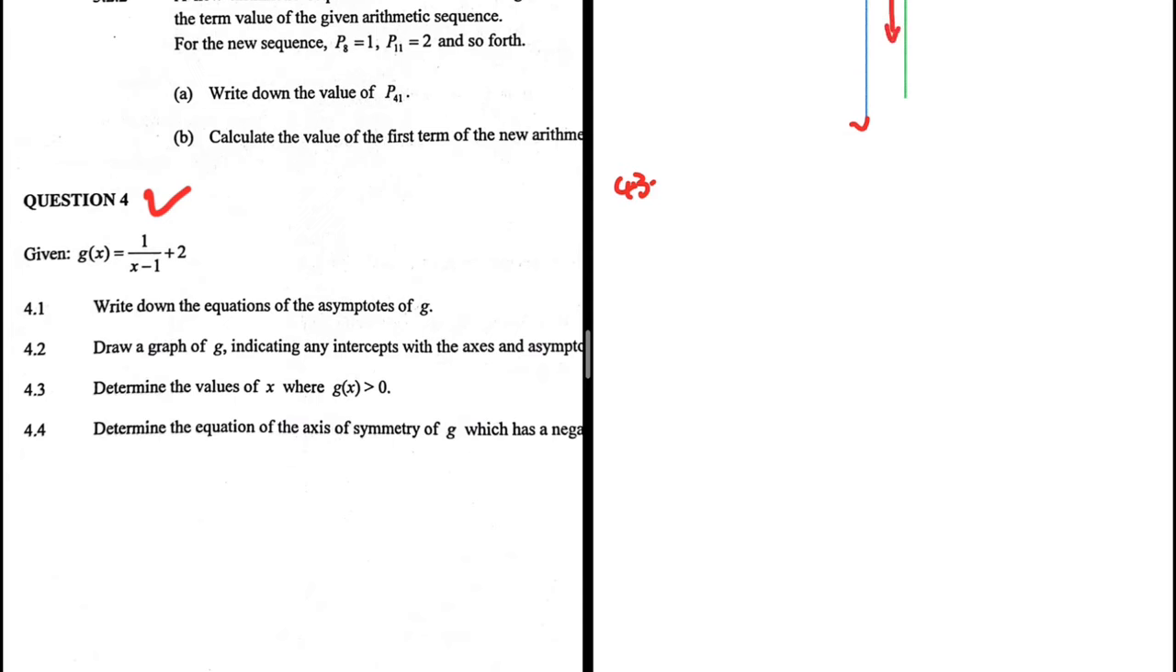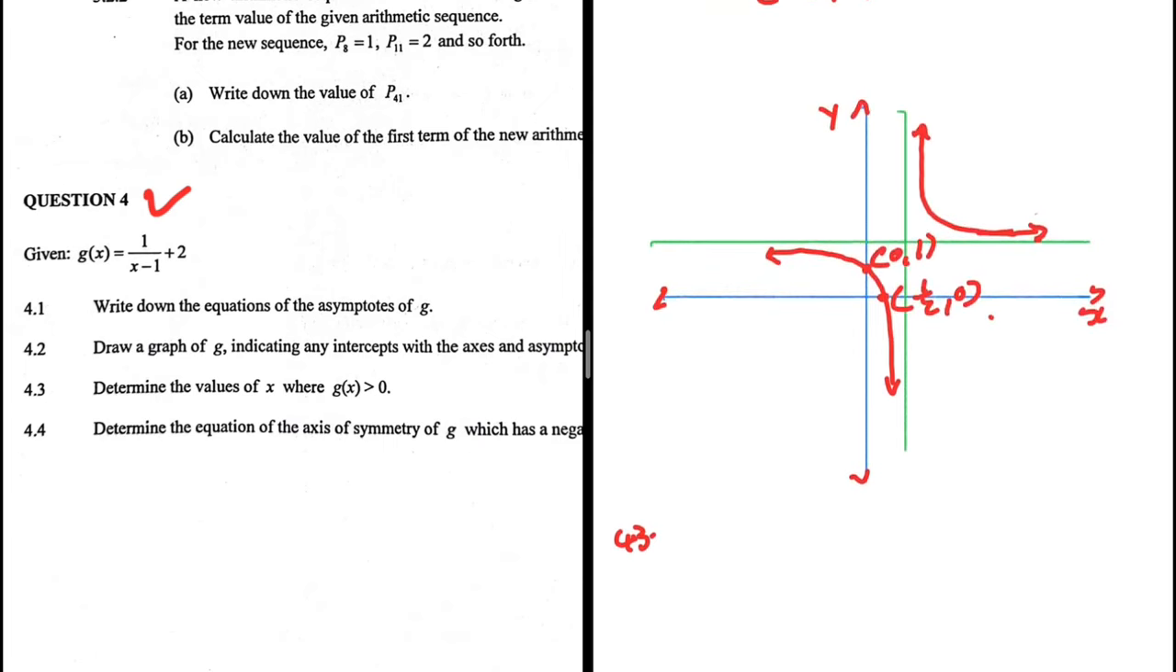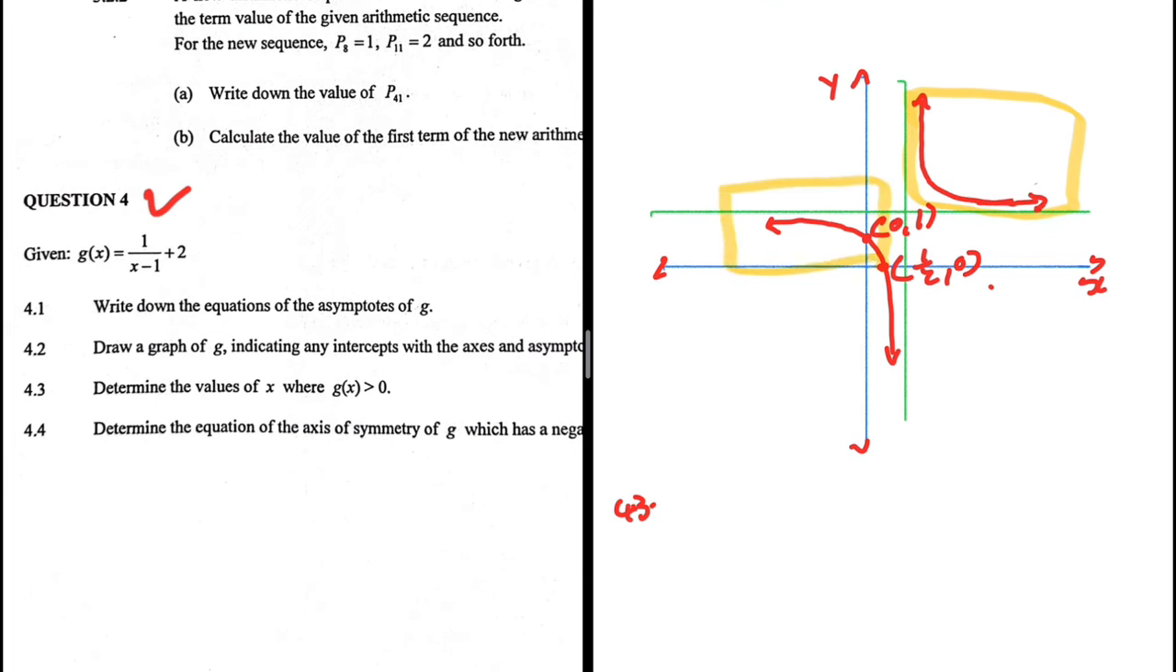Right, 4.3, determine the values of x for which g of x is greater than 0. So let's stick to our sketch here. We can see that in this part, g of x is greater than 0. We can clearly see that. And then another part where g of x is greater than 0 is this part, from x is equals to a half, this part, up to negative infinity. G of x is greater than 0.